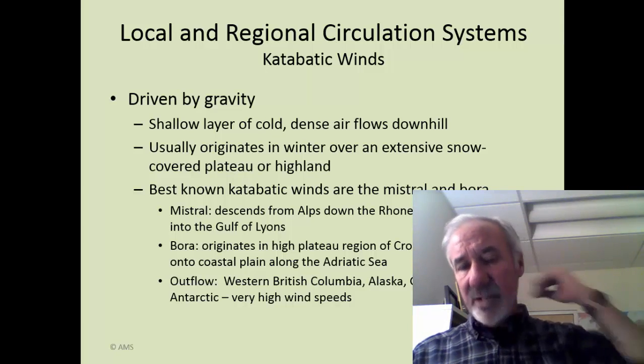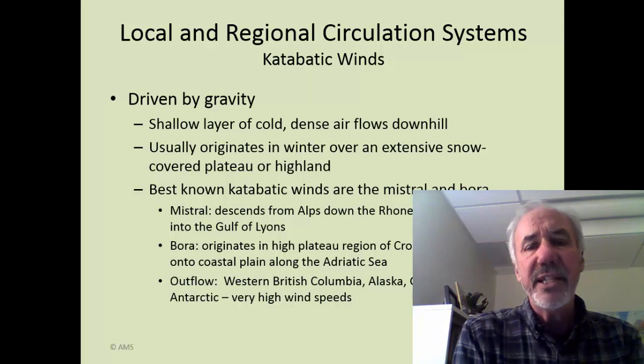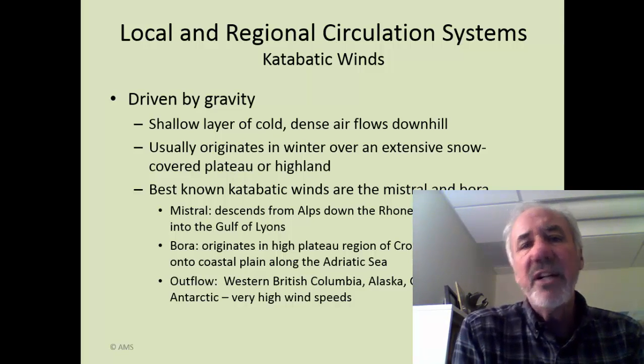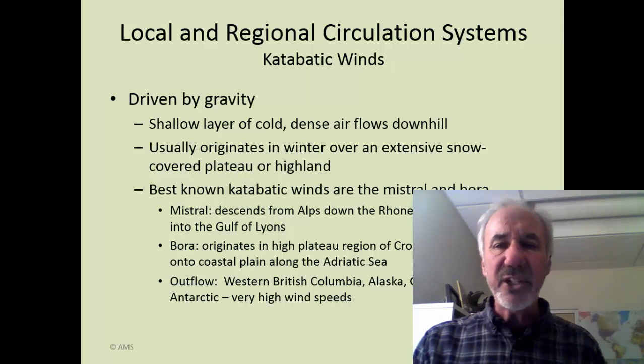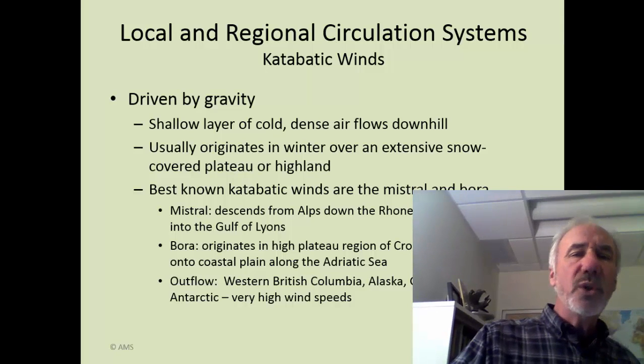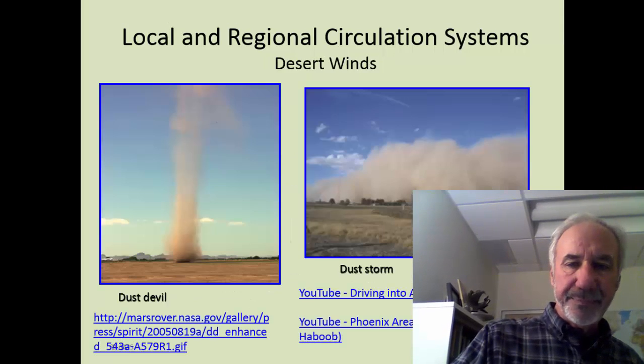I'm from British Columbia, and we get them along the coast of BC in the winter. We call them outflow winds, and I've seen these winds blow at 60 miles an hour for several days at a time. So those are Katabatic winds, basically driven by gravity, where this cold, dense air flows downhill.